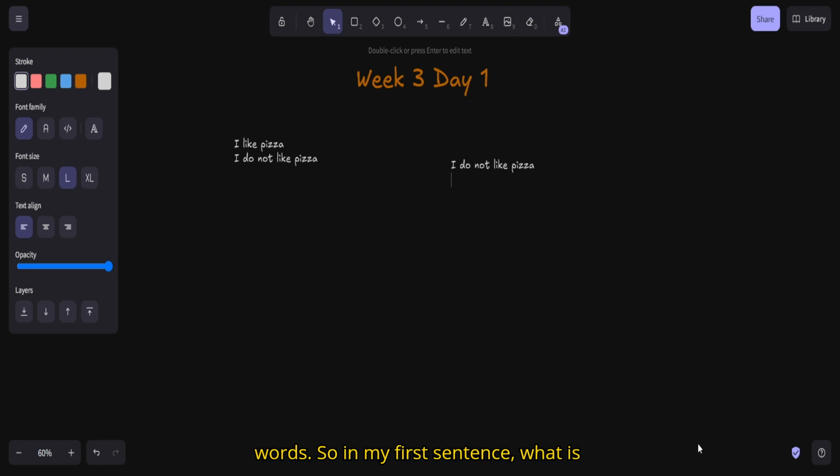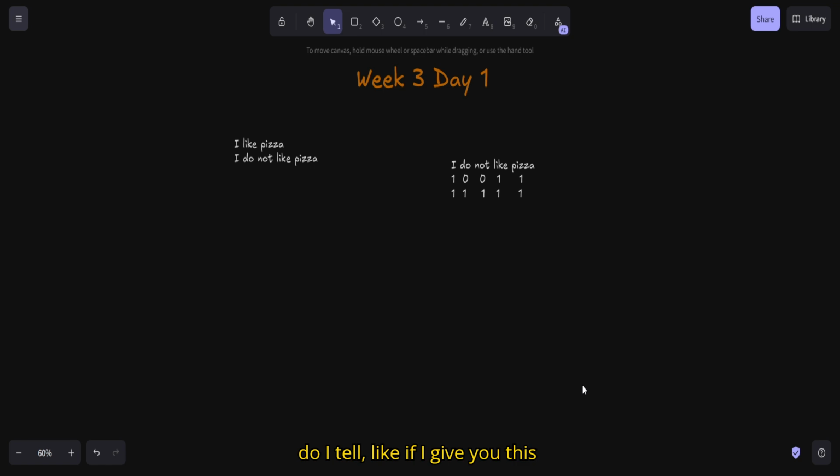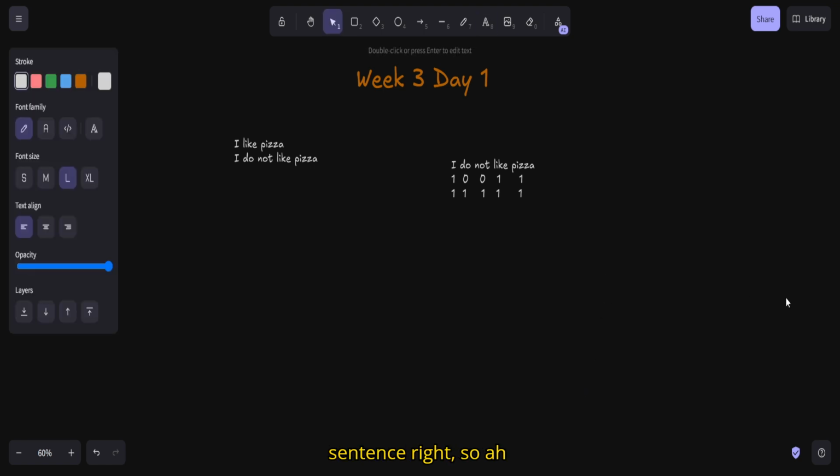So in the first sentence, what is there? In my first sentence, I like pizza. So I will be 1, then it's 0, 1, 1. Second sentence, everything is there. So it will be all ones. So this kind of model where we are putting this, like if I give you this sentence, what does this mean? This would mean I pizza.